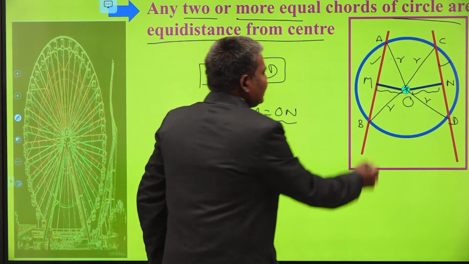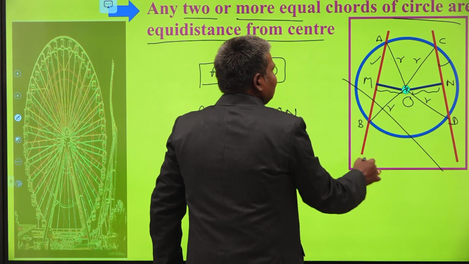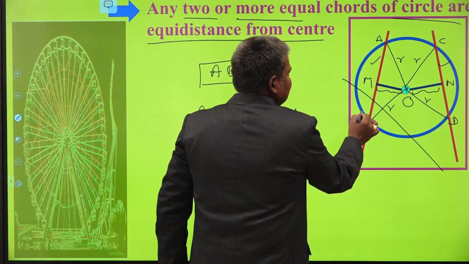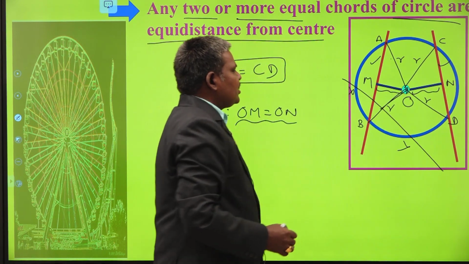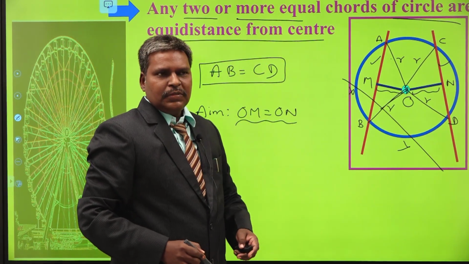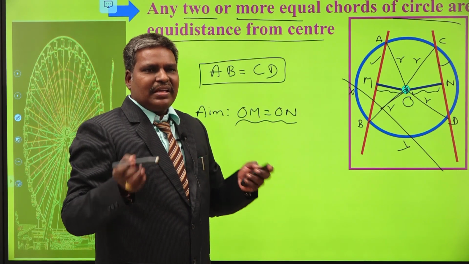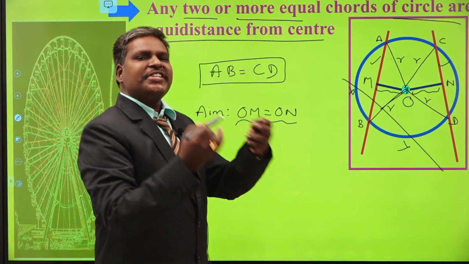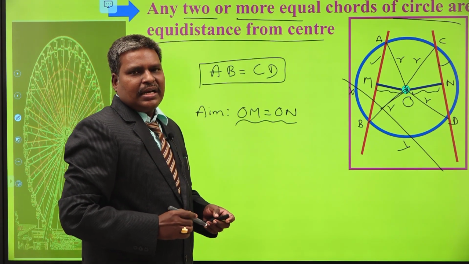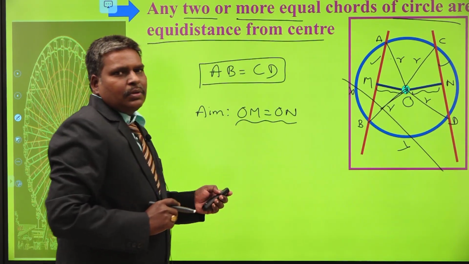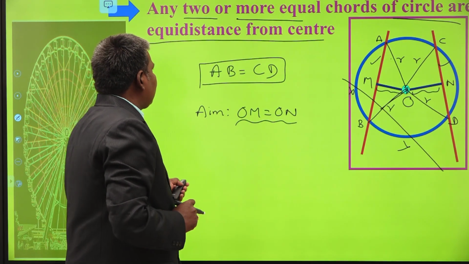So if you take any other chord of equal length, that is AB equals CD equals some XY, this is also equidistant from the center to the line. So all the chords having equal length are equidistant from the center of the circle. Understand? Okay, let us see some problems related to this.